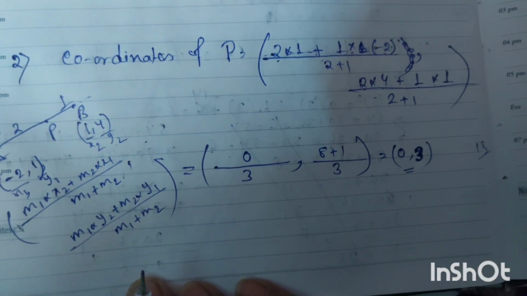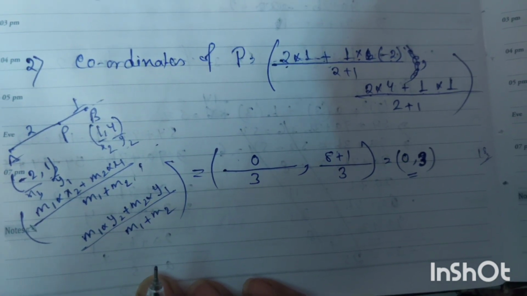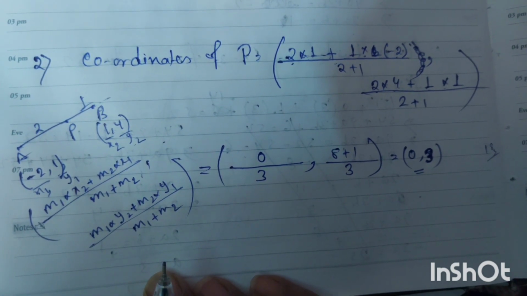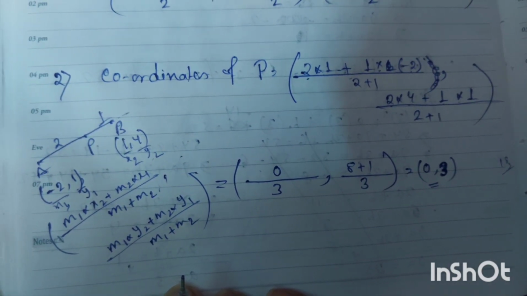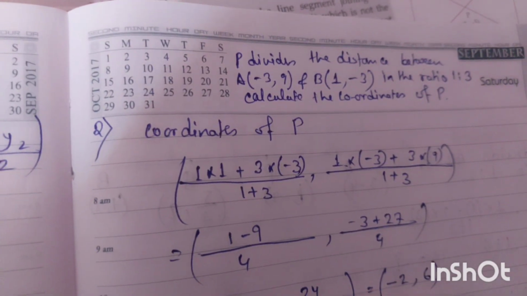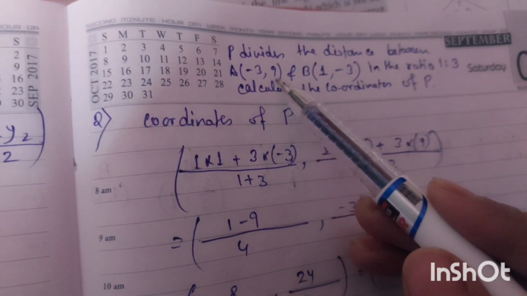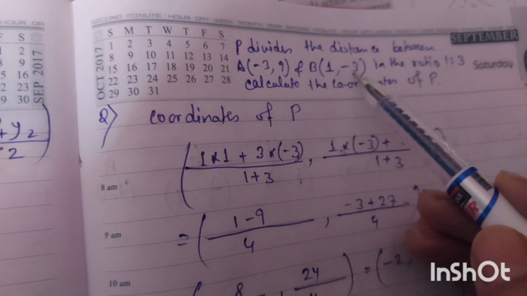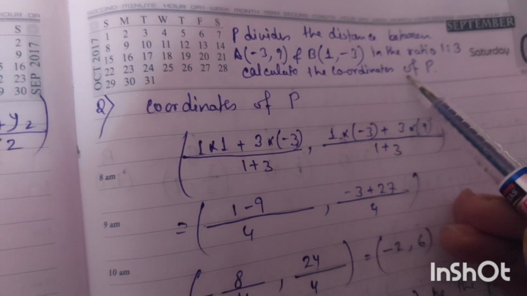This is the sum which is given. This question is given in the old edition of the book. In the new edition you will get another sum that I will show you. In the new book the sum is: P divides the distance between A (minus 3, 9) and B (1, minus 3) in the ratio 1:3. Calculate the coordinates of P.